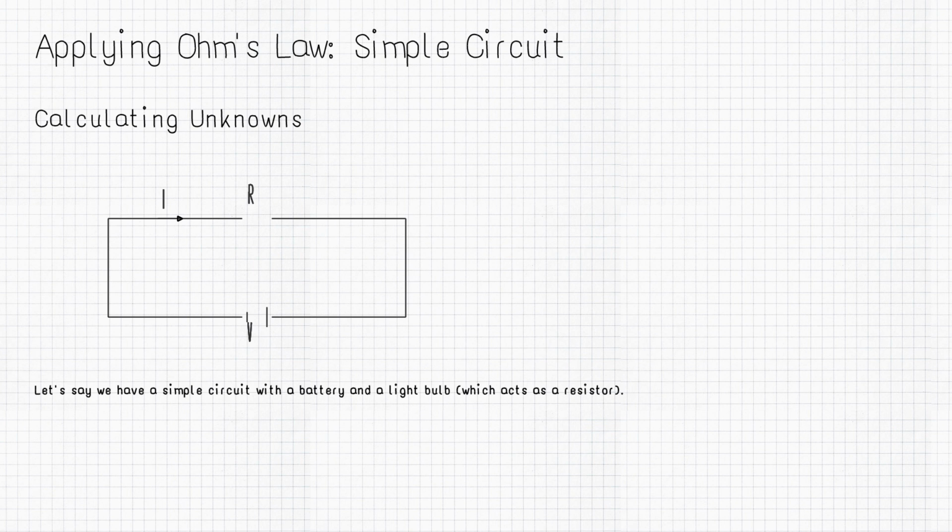this circuit. Let's consider a practical example, a simple circuit powered by a battery, with a light bulb acting as our resistor. This setup allows us to apply Ohm's law directly. A key takeaway from Ohm's law is that if we know any two of the three values, voltage, current, or resistance, we can always calculate the third unknown value. Let's work through an example problem to illustrate how Ohm's law is applied. This will help solidify your understanding.